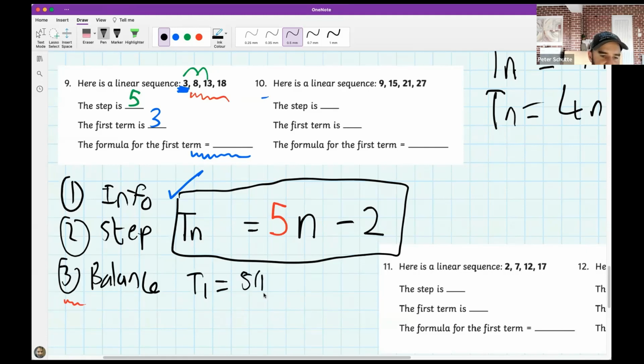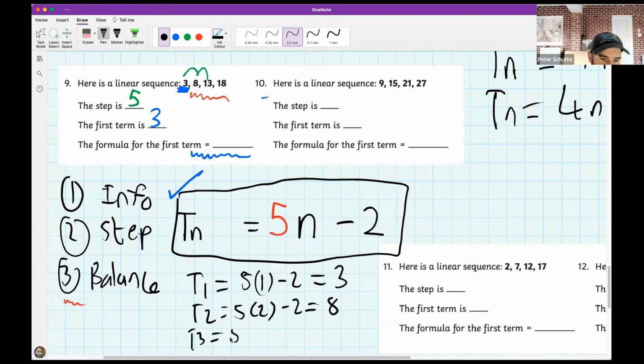T1: 5 times 1 minus 2 gives me 3. T2: 5 times 2 minus 2 gives me 8. T3: 5 times 3 minus 2. Okay, the good news, guys, is I found my formula.